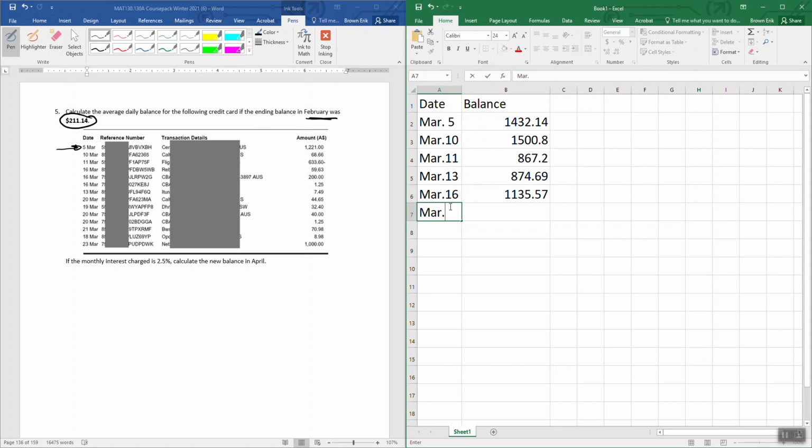I don't know why these are all out of order. Shame on me for using this. So March 18th, we added in another $8.98. And then March 19th, we just had one more charge added in, and it's this one right here. It's the $32.40.